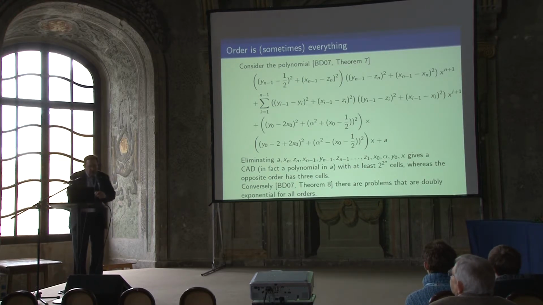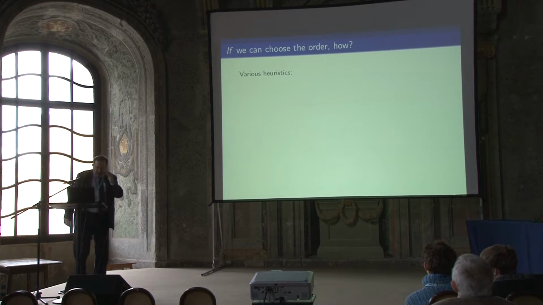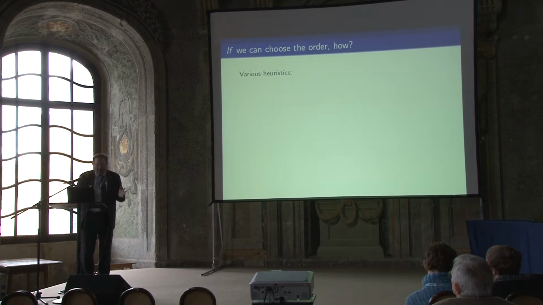Conversely, we can also show there are problems which are doubly exponential in every order. So I can give you problems which look rather similar. One of them is extremely hard, however you look at it. One of them is hard if you look at it one way, and very easy if you look at it another way. So if we can choose the order, or can choose something about the order, how on earth do we choose the order? So I give you a problem, you look at it, you say, I can do this in any order. Which order should I do? Good question.